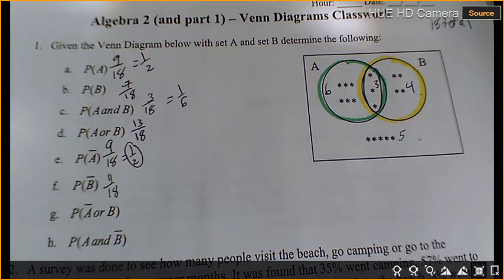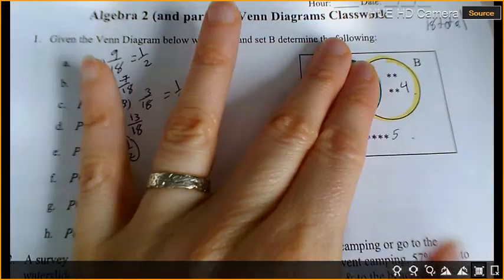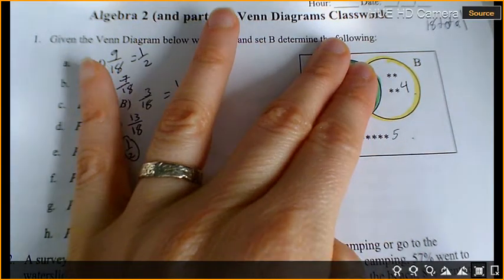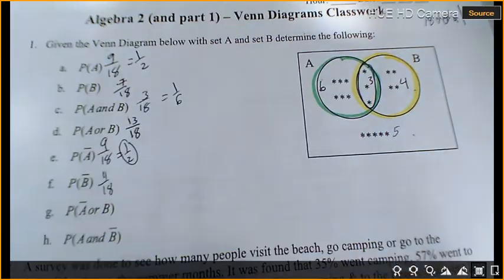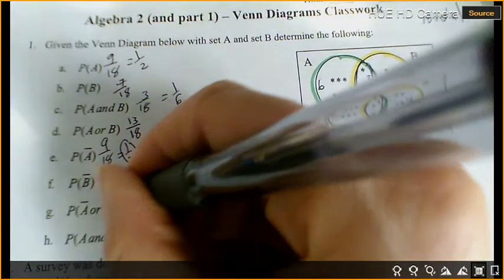I want only the ones that are not A or B. So that one's a little bit harder. I can't include the ones in A, but I can include B as well. So I can't include A. How many do I have left? 9. Right?